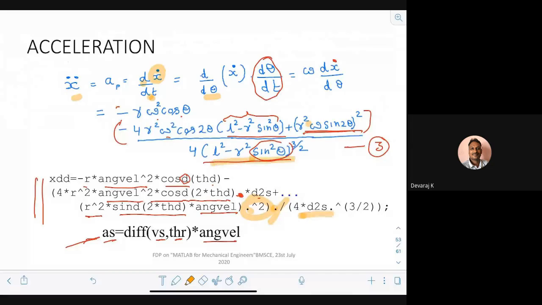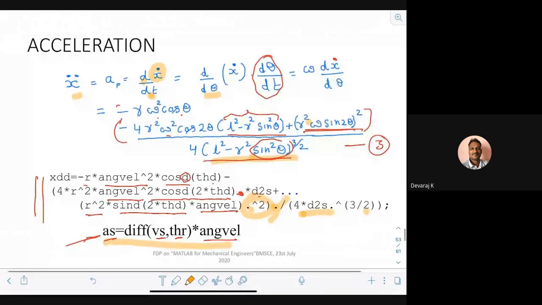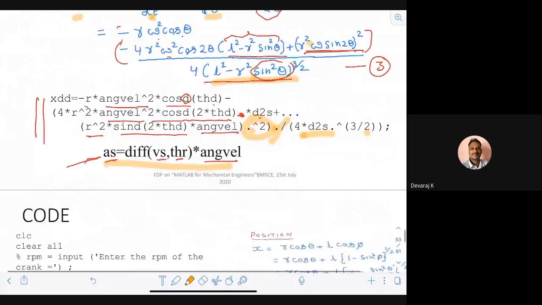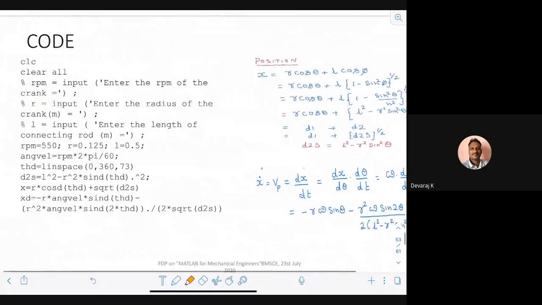This is if you do it from analytical, but I told you through symbolic, you can just try to work it out. Now, I've sent you the code in Word file itself. Let us try to understand the code part here.